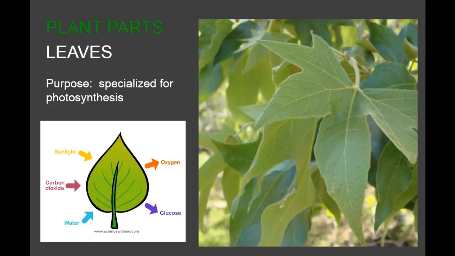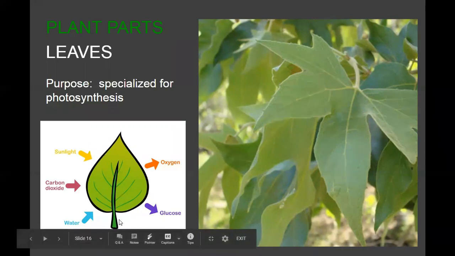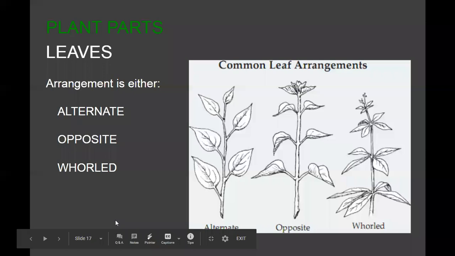And they're basically a flat green blade that is attached either directly to the stem of a plant or the stalk of a plant. So this would be a stalk. So leaves come in arrangements. The arrangements are alternate, opposite, and whorled.